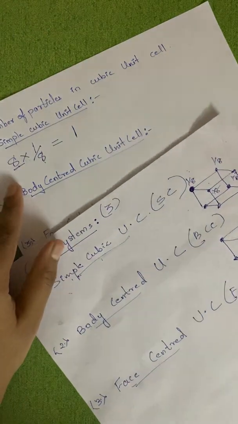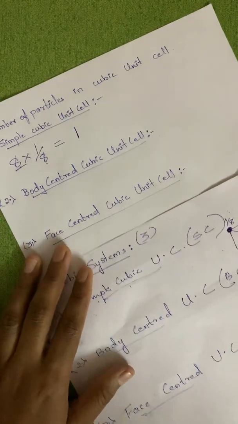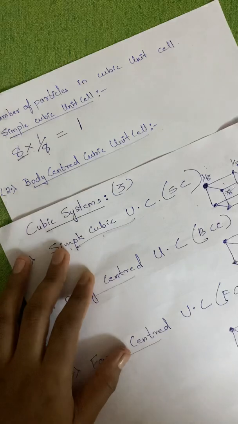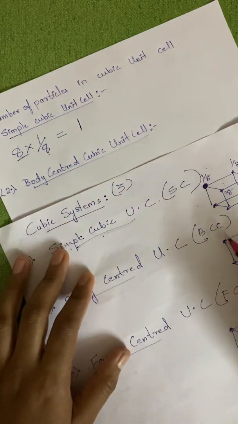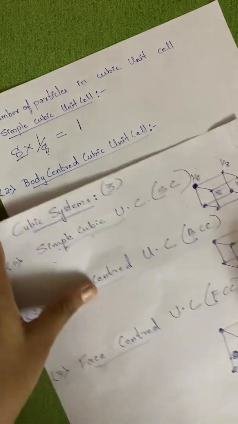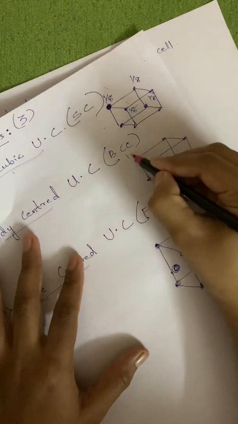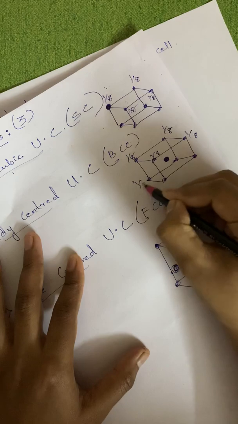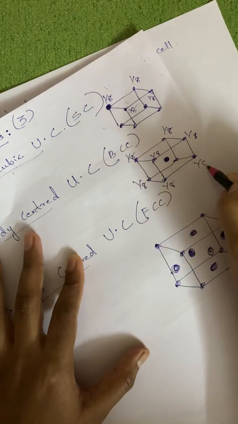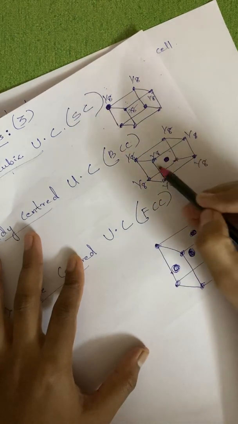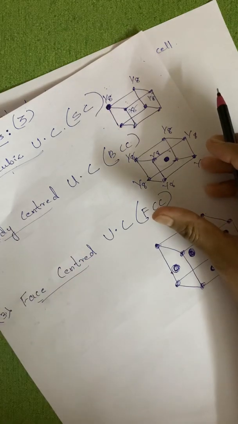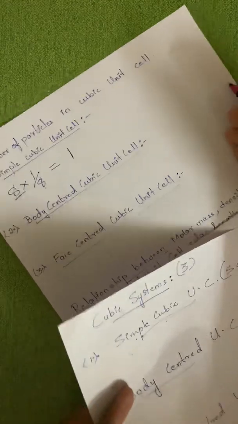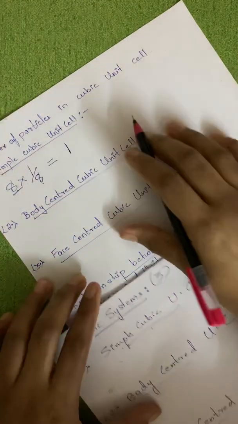Now, once you understand this, the rest is very simple. For the body-centered cubic unit cell, similarly there will be a 1/8 part in each of the corners. Apart from that, there is one full constituent particle inside the cubic structure. So therefore, it will be equal to what?